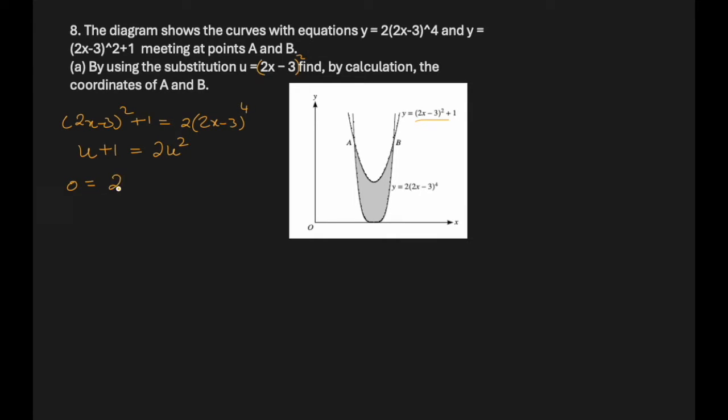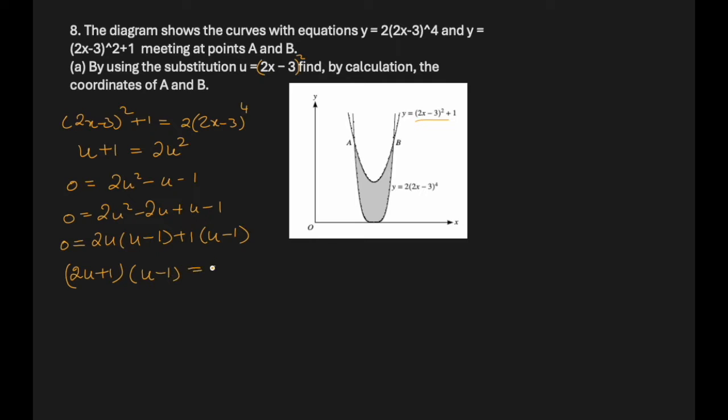So 0 equal to 2u square minus u minus 1. Now we have to find the value of u. I don't think splitting the middle term will help. Oh, it will help, so we can do that. 0 equal to 2u square minus 2u plus u minus 1. So 2u taken common, what do we get? u minus 1 plus 1 times u minus 1. So we get (2u plus 1)(u minus 1) equal to 0.